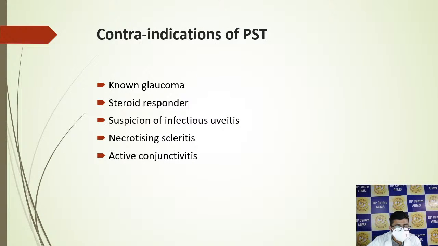So contraindications of periocular steroid therapy are a known case of glaucoma, if the patient is a steroid responder, if there is a suspicion of infectious uveitis, if there is necrotizing scleritis or an acute conjunctivitis.